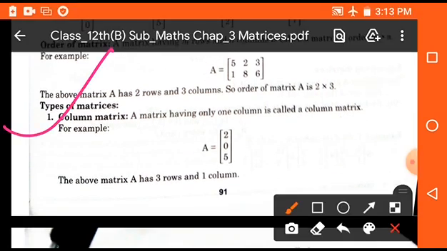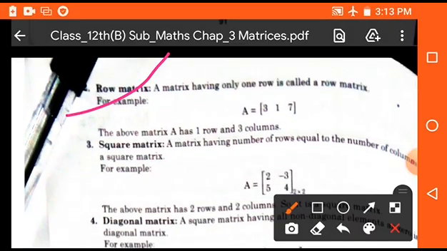So types of matrices, first is column matrix. A matrix which contains only one column, that means only one vertical line, is called a column matrix. For example, A is equal to 2, 0, 5. So it is an example of a column matrix. Now, row matrix. A matrix having only one row is called a row matrix. For example, A is equal to 3, 1, 7. So it is an example of a row matrix.